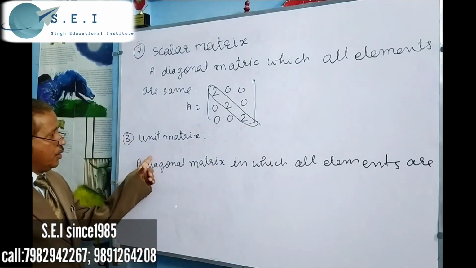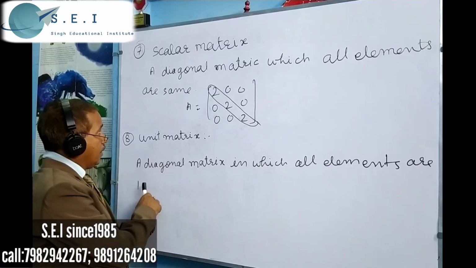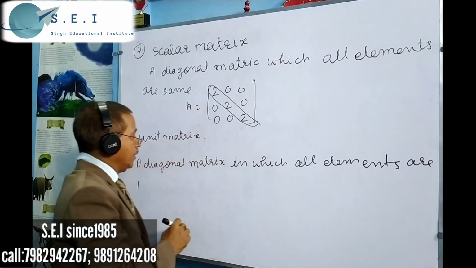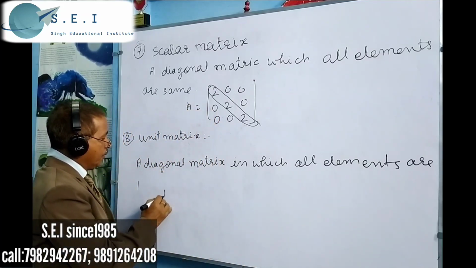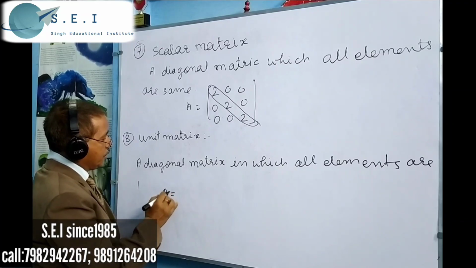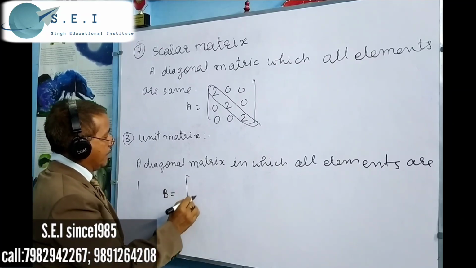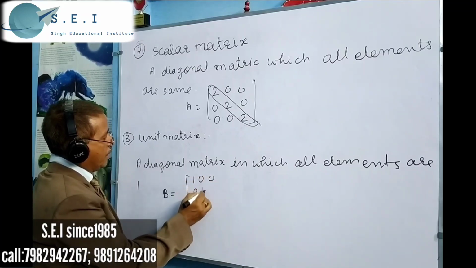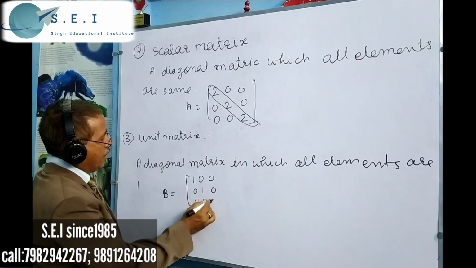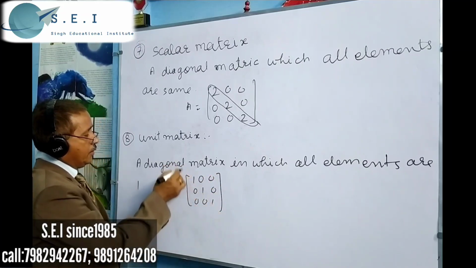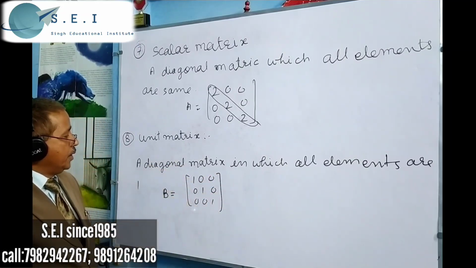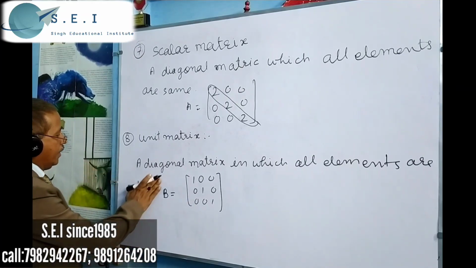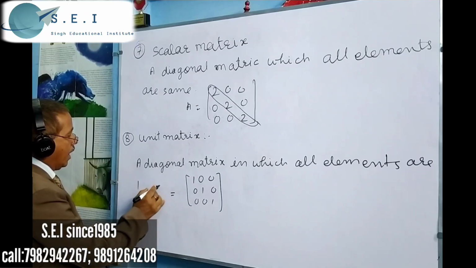Next is unit matrix. A diagonal matrix in which all diagonal elements are 1 is called a unit matrix. Let us suppose a matrix B whose elements are 1, 0, 0, 0, 1, 0, 0, 0, 1. All the diagonal elements are 1. Therefore it is called a unit matrix, and it is also denoted by I.